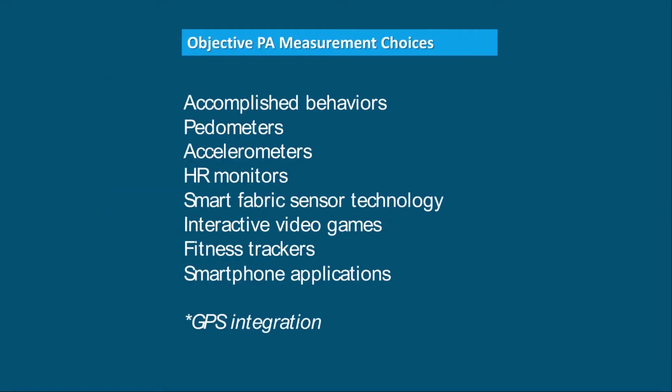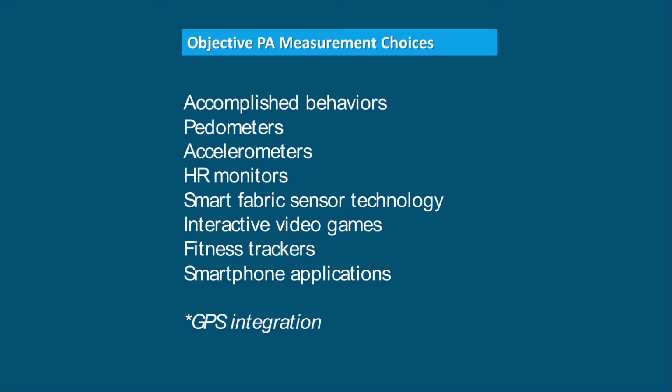So, objective measures of physical activity. We'll talk about the first two and the last two. Accomplished behaviors, patient self-report. I'm going to show you one that's worked well for us in Alaska. Pedometers, of course, and then we'll talk about fitness trackers and smartphone applications. We'll talk quite a bit about smartphone applications because in the last 3 years, the chipsets on smartphones are unbelievable. I'll get into that. I don't want to start now.